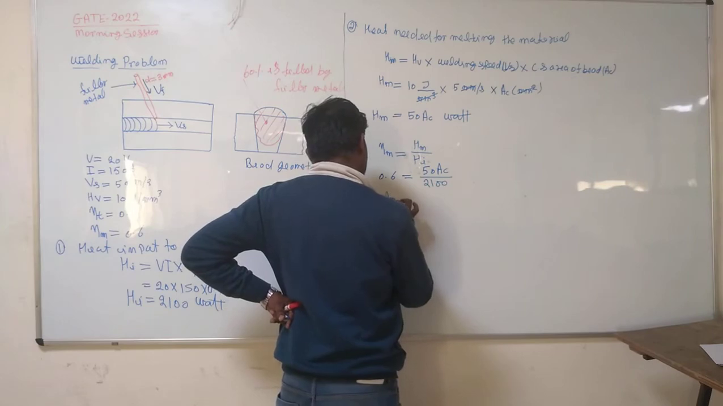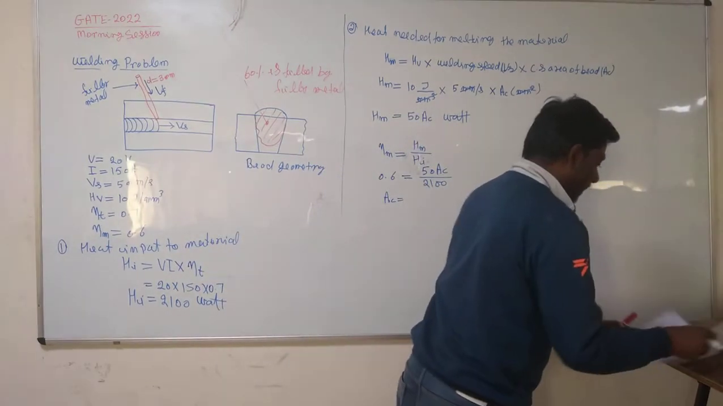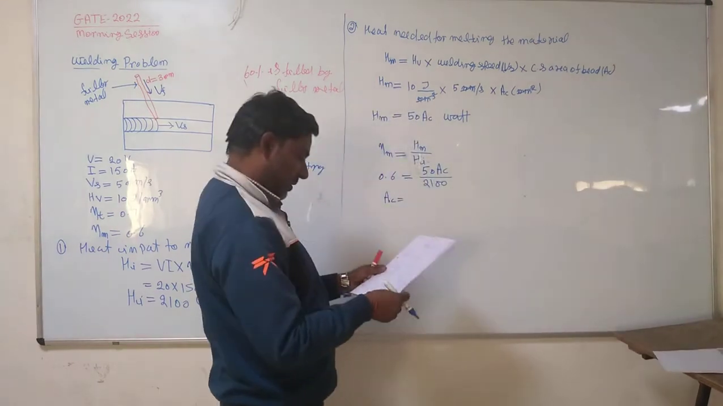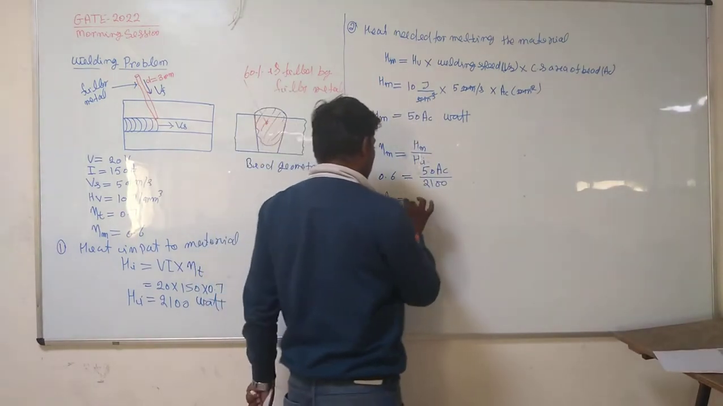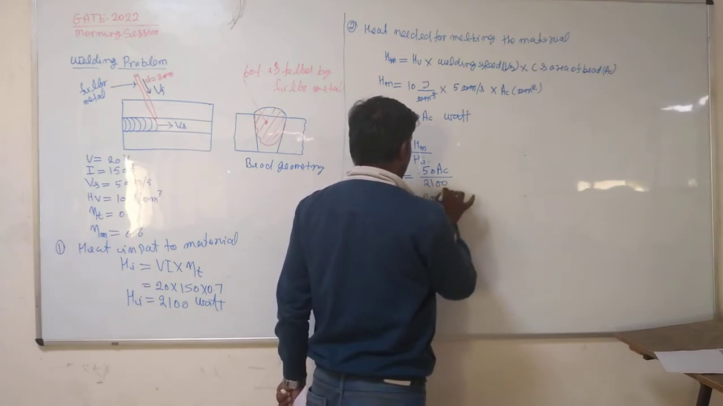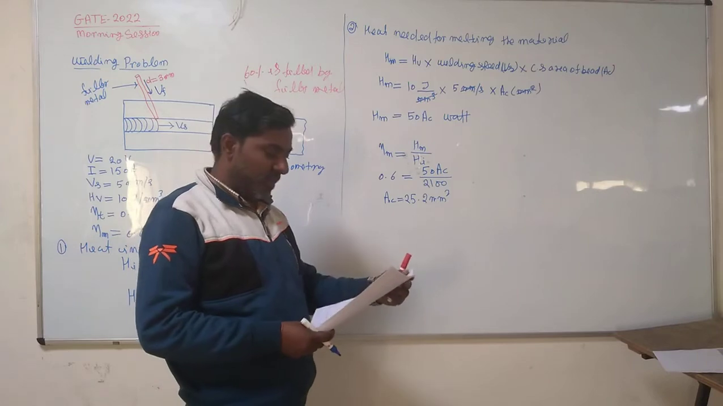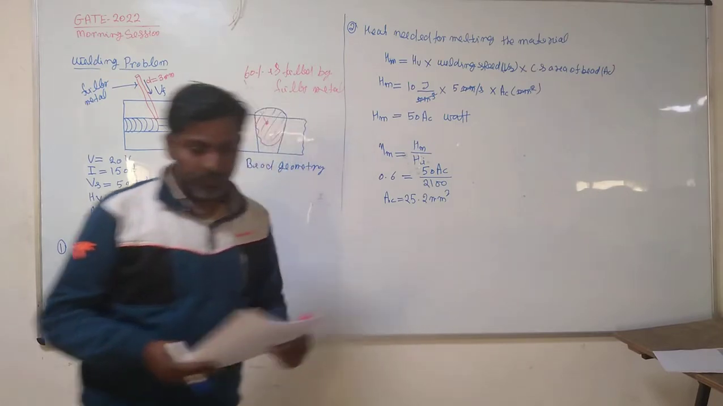So from here we get the cross-sectional area of the bead. How much do we get? This is 25.2. I have calculated 25.2 mm square. So the cross-sectional area of the bead is 25.2 mm square.